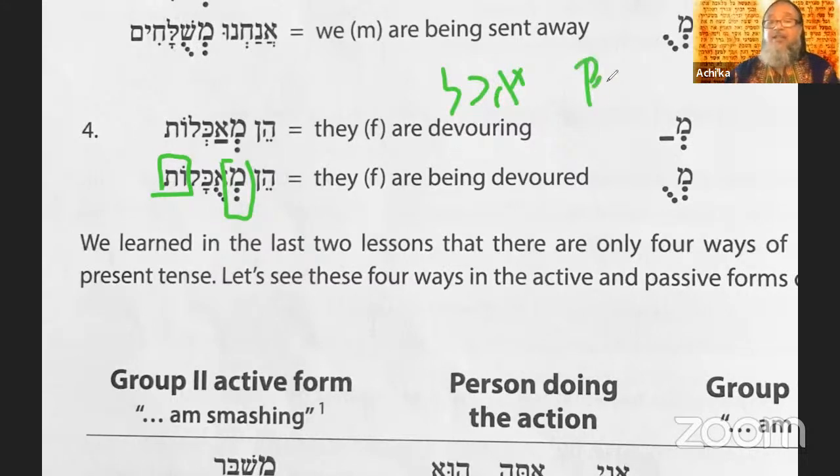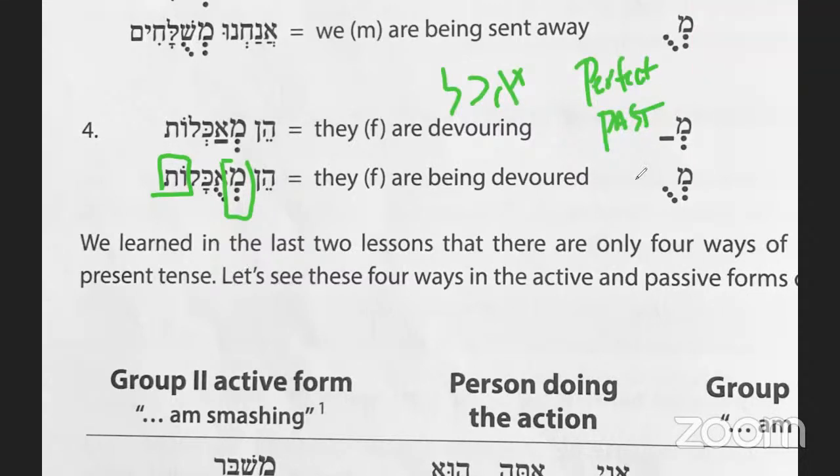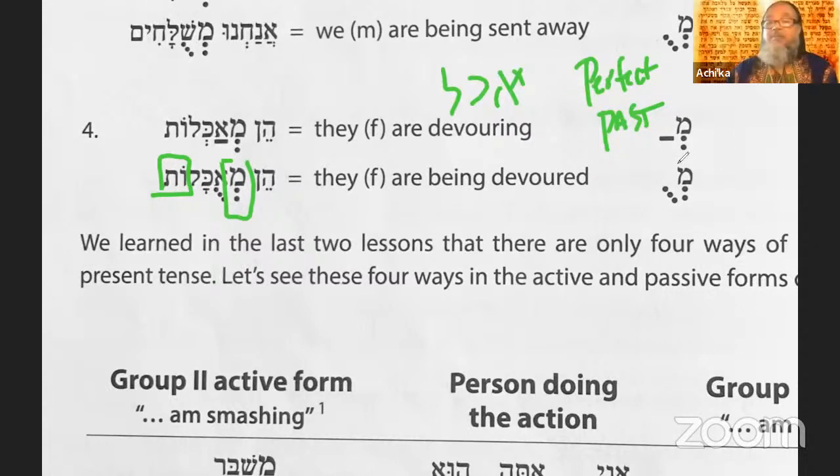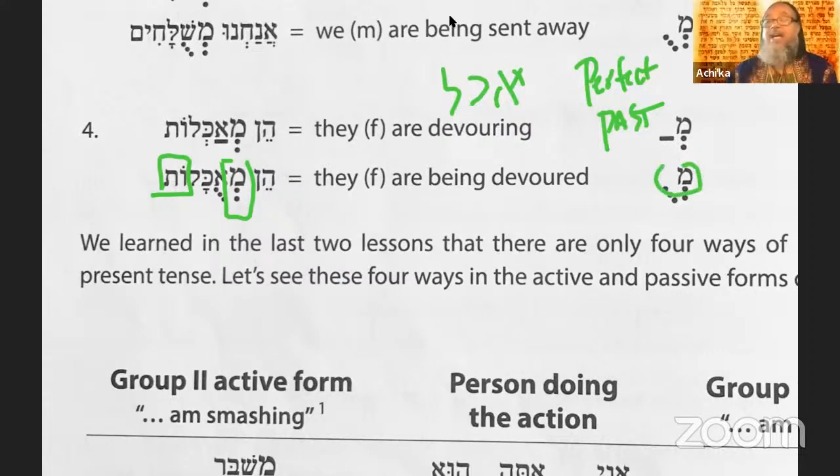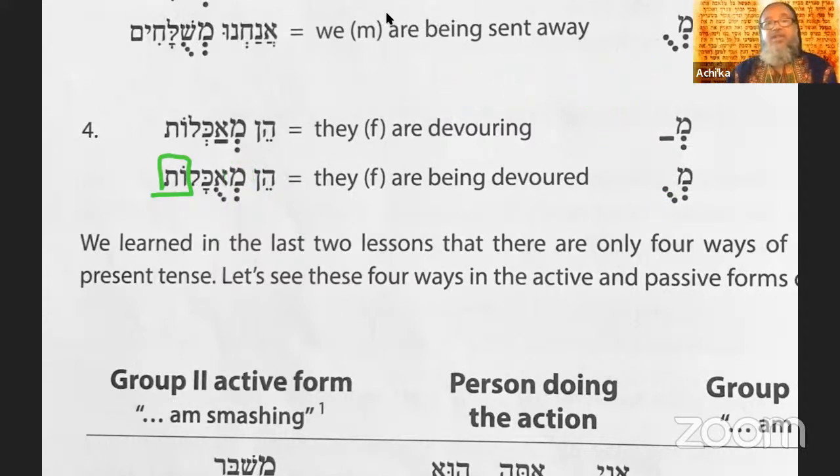Perfect. Perfect is in the what? Past tense. It's done. If I tell you it's present tense, then I'm looking for the letter what? Mem. I'm looking for the mem if it's present tense. I'm looking for that. Okay. So it's different things that you have to look for, right?